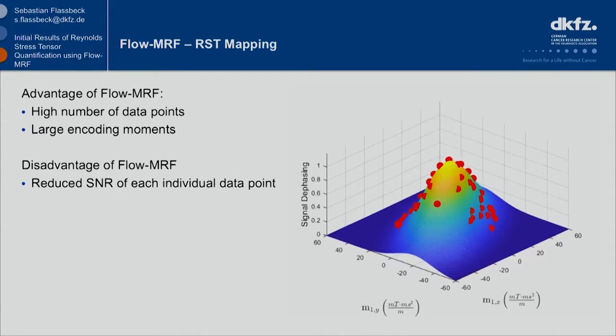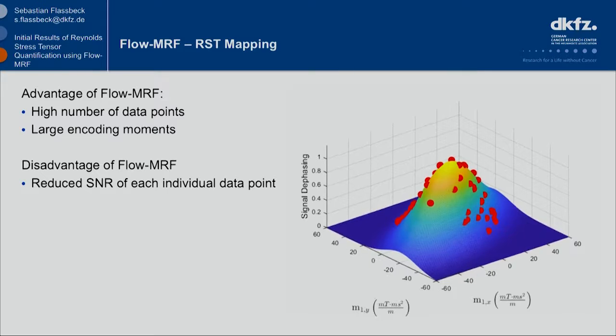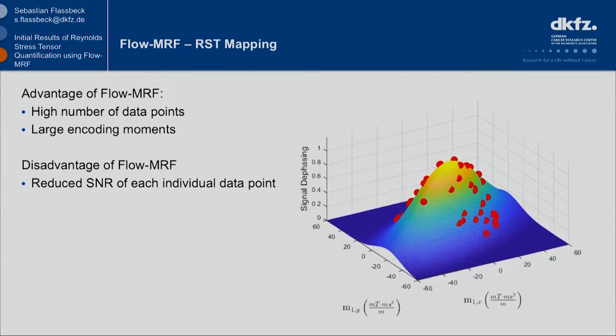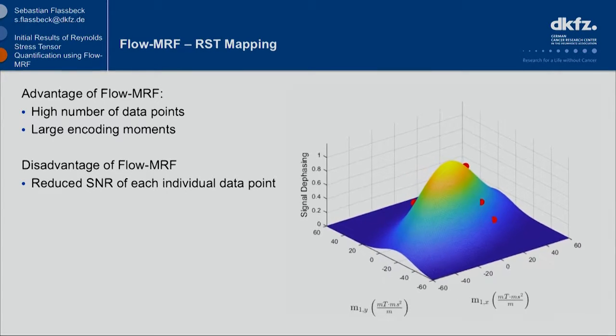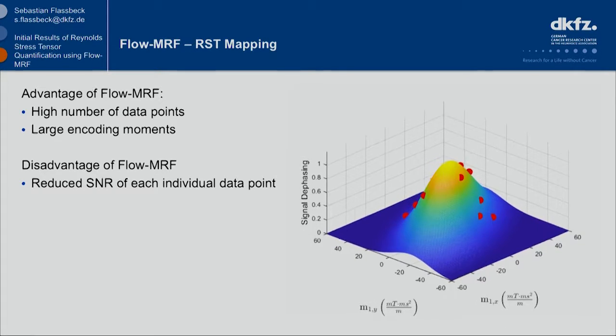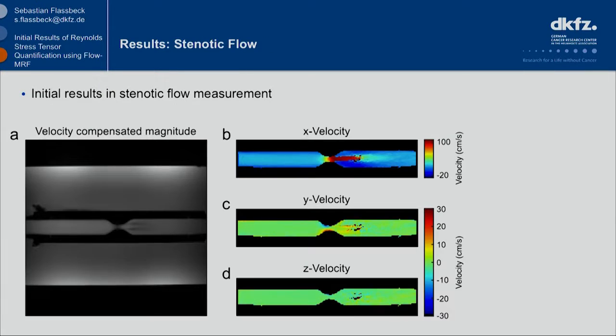But the disadvantage is, due to the undersampling, we have a significantly decreased SNR in each individual time point compared to the reference method. So I want to show you the preliminary results. I performed this stenotic measurement. You can see the velocity jet, but already here you can see that in some pixels the velocity quantification failed, and this might be because I pushed the velocity encoding moments too far, meaning that we dephased too much of our magnetization, and robust quantification of the velocities was no longer possible.